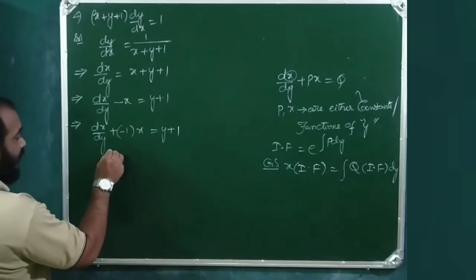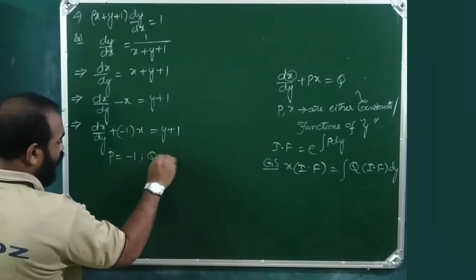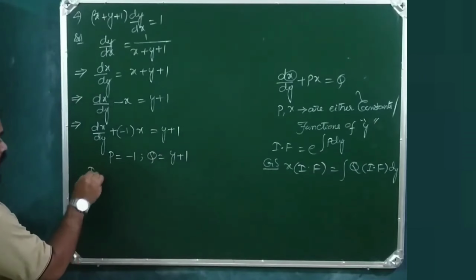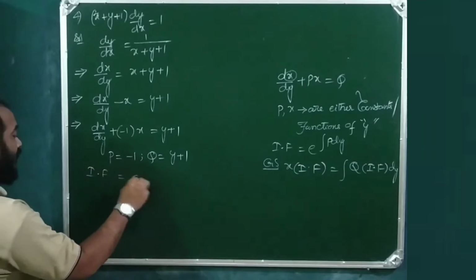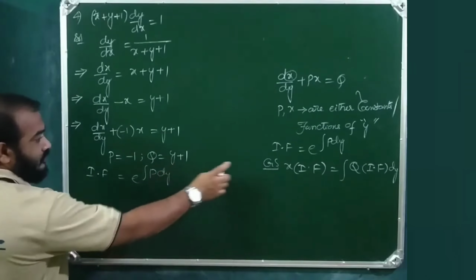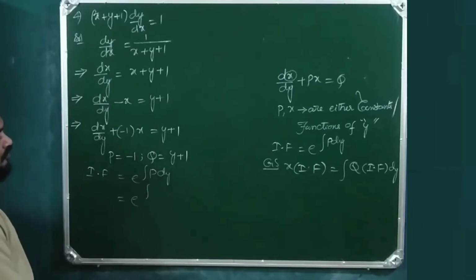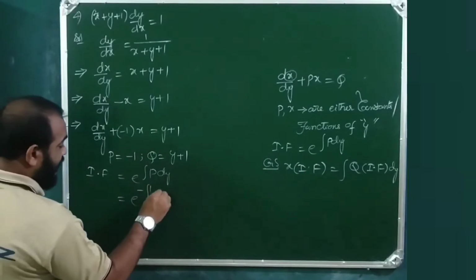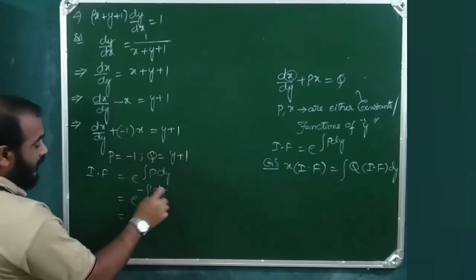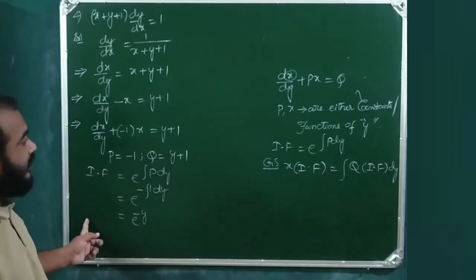So here p is equal to minus 1, q is equal to y plus 1. Now the integrating factor is equal to e power integral p dy. So e power integral, the value of p is minus 1, dy. So e power minus integral 1 dy is e power minus y. So this is our integrating factor.